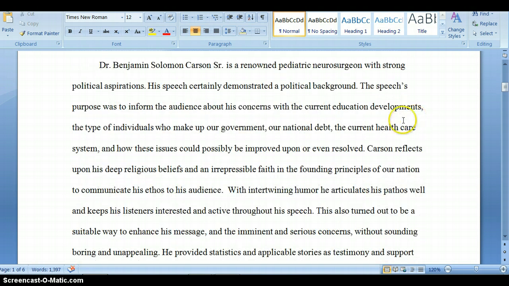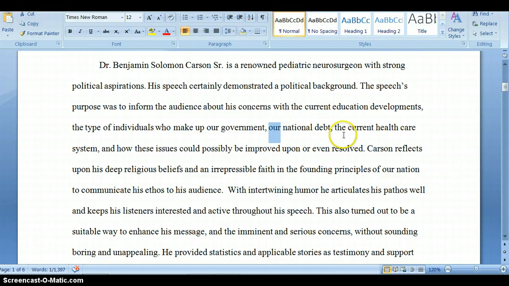The speech's purpose was to inform the audience about his concerns with the current education developments, and I would maybe say educational there, the type of individuals who make up our government, our national debt, and some things to avoid. You want to stay away from this, even though it is our country. Try to stay away from first person.